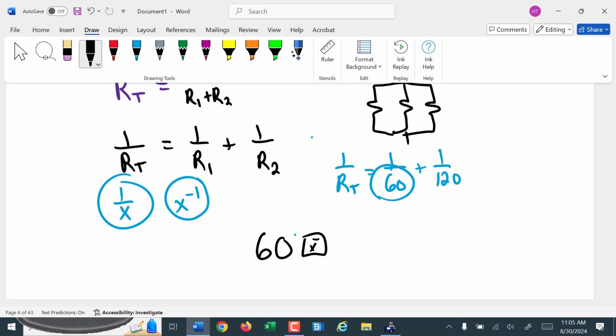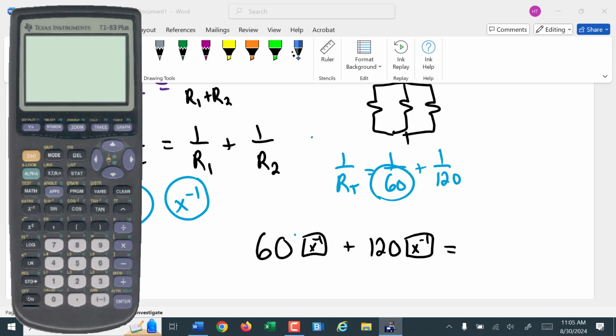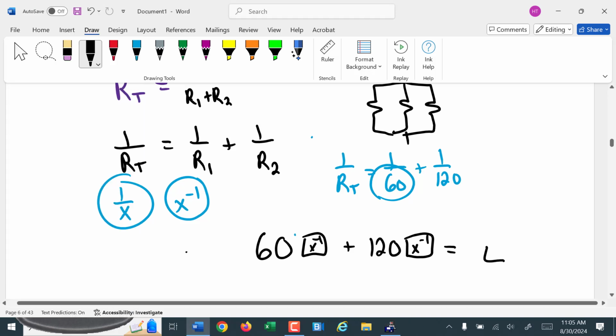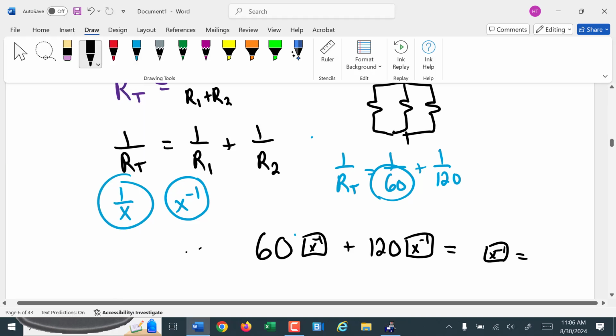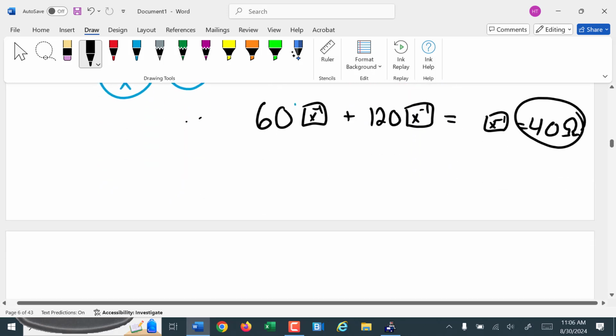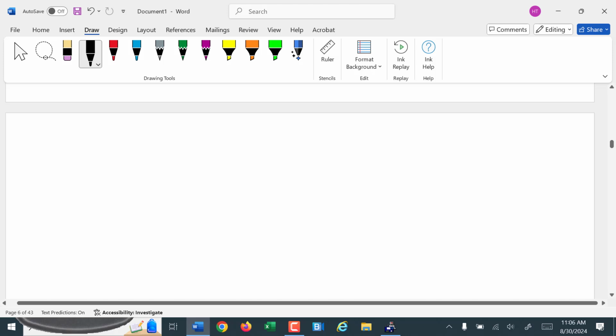So what you would do is type in the first resistance, the 60, press that reciprocal key, plus the second resistance, the 120, press that reciprocal key, and hit equals. So far that would look like this: 60 reciprocal plus 120 reciprocal, hit equals. Then you hit the reciprocal key again and hit equals. So reciprocal equals 40 ohms.